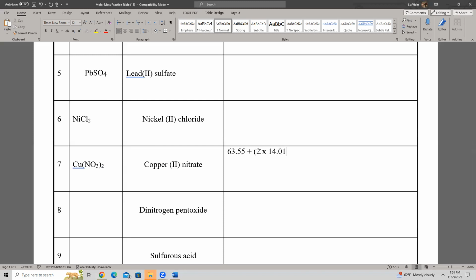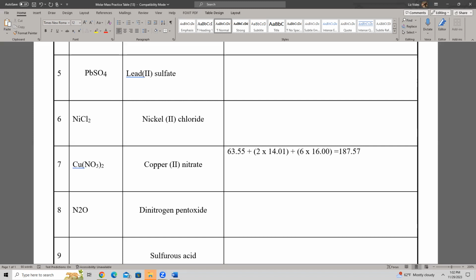So 2 times 14.01. I know half of these by heart, not all of them. And how many oxygens do we have? So the oxygen is what the 3 is. Well, yes, 3, but then times 2 again. So 6, right? And that is 16. And that gives us 187.56. Well, look at you. You did that fast. 187.57. That's correct.